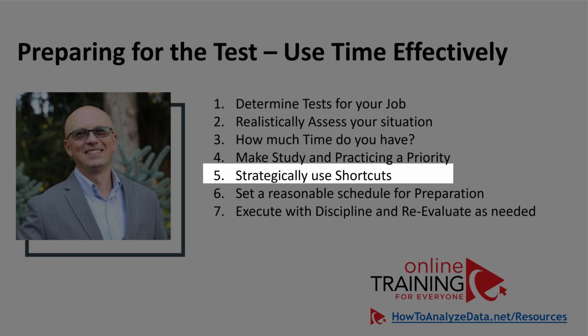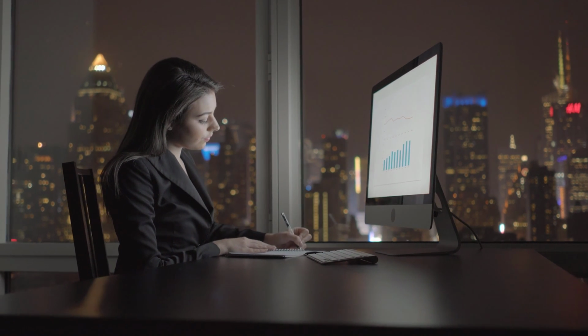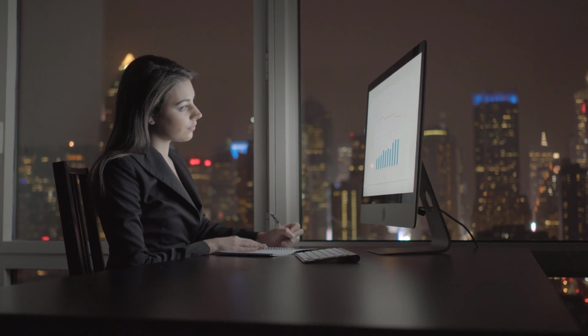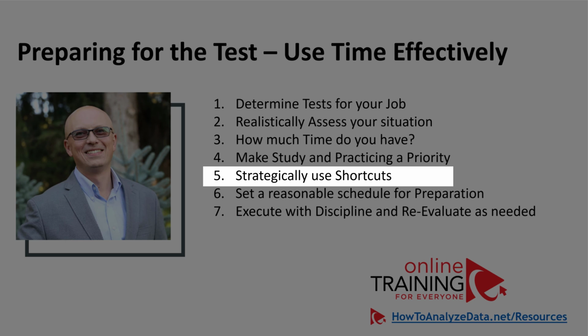You also need to make sure that you strategically use shortcuts. You might realize that you don't have all the time to prepare as fully as you would like, and you might need to omit some materials to minimize the damage. The key is to make sure that you omit material that may not be used as part of the test, or is less likely to be used during the test.